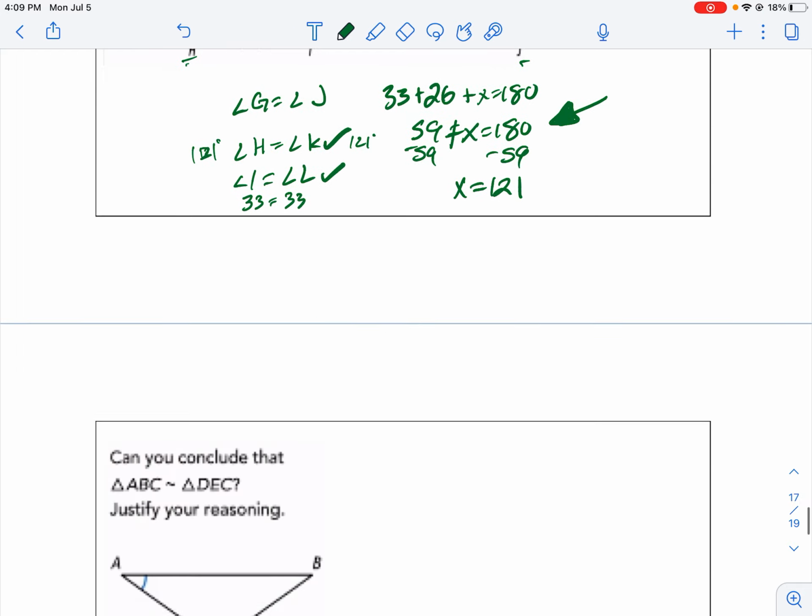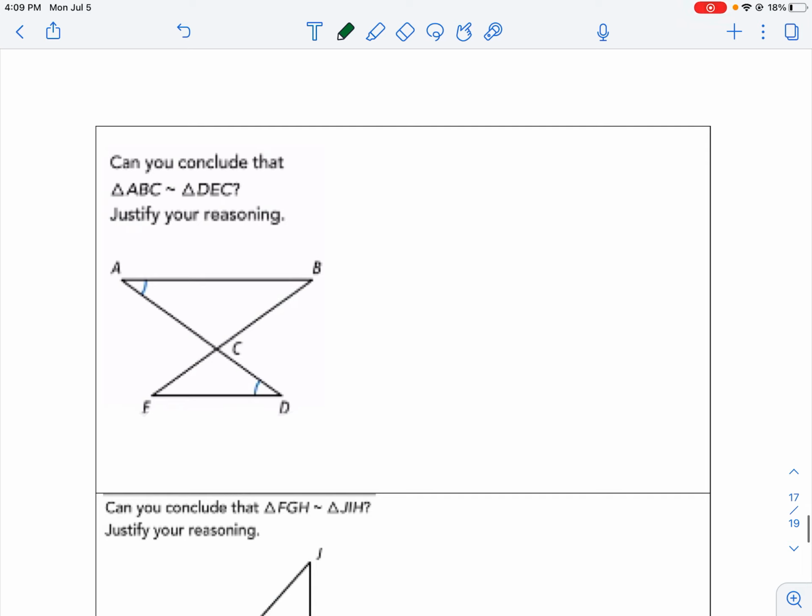So that is true. All right, here, can we conclude that ABC is similar to DEC? So A, right here, is marked, and D is marked. Those markings mean those angles are the exact same size. Now, there's a few things we can tell from this. If we look here, we have two angles cut by a transversal where the alternate interior angles are congruent or equal.